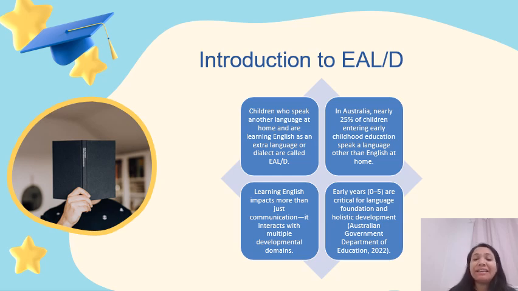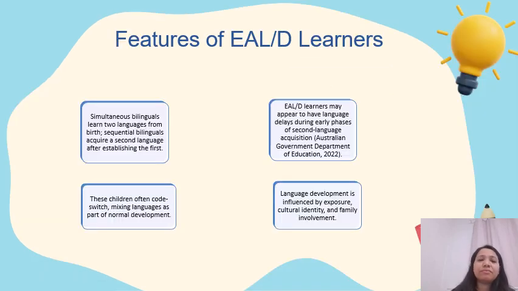In Australia, nearly 25% of children entering early childhood education speak a language other than English at home. Learning English impacts more than just communication. It helps in the interaction of multiple developmental domains. And ranging from 0 to 5, the early years are critical for language foundation and holistic development.